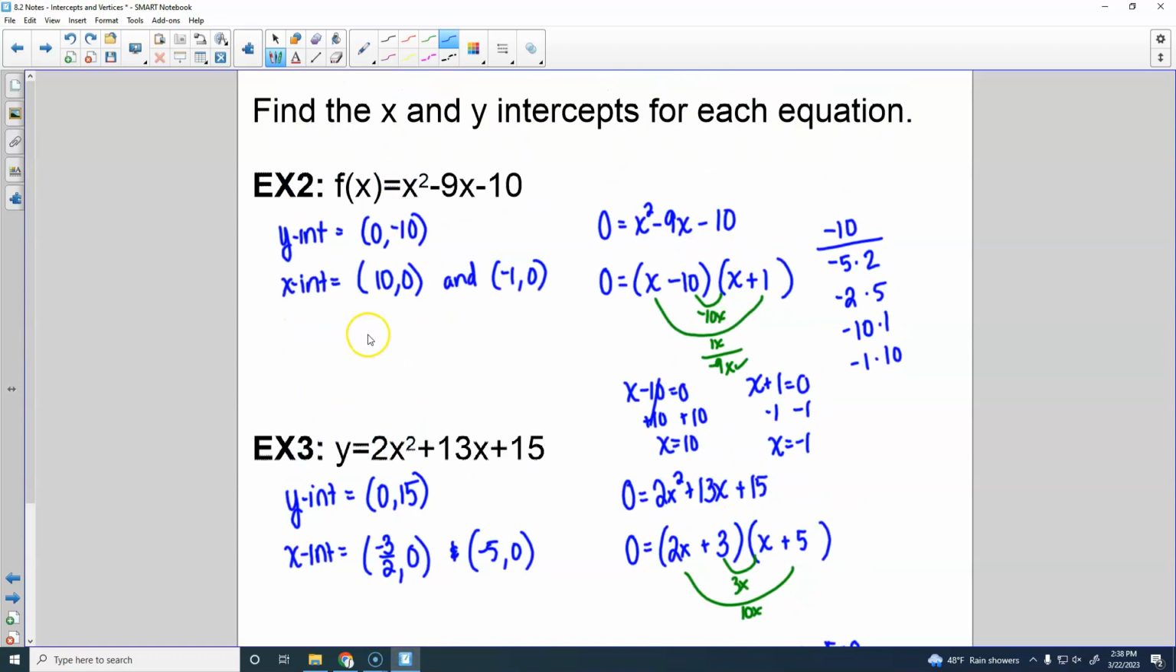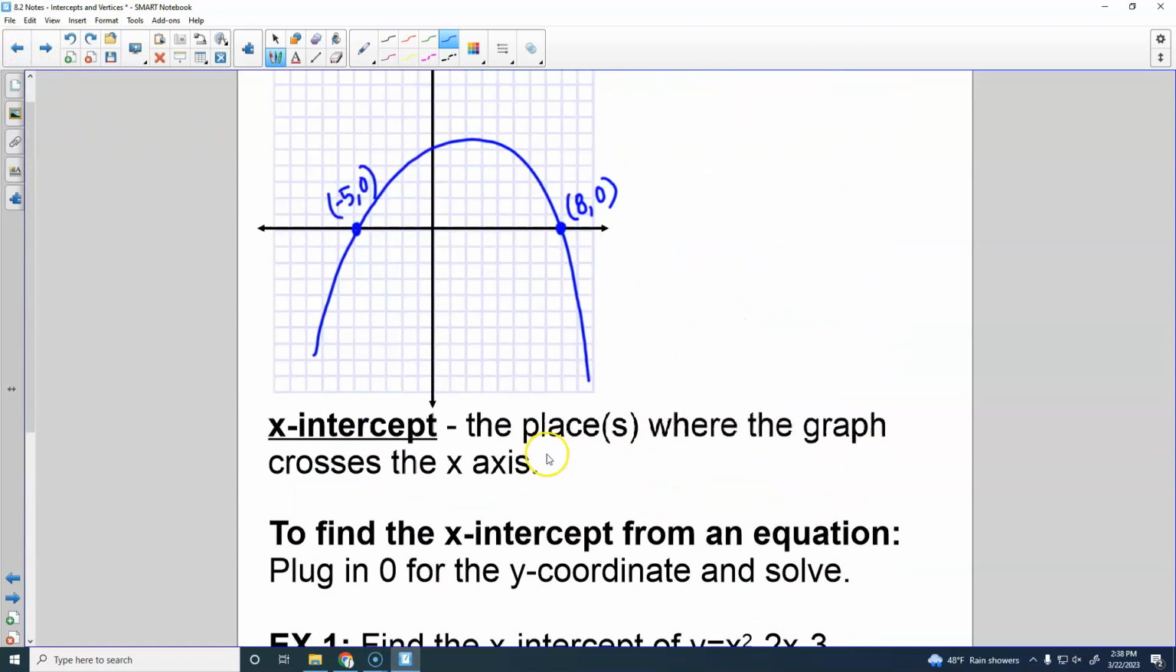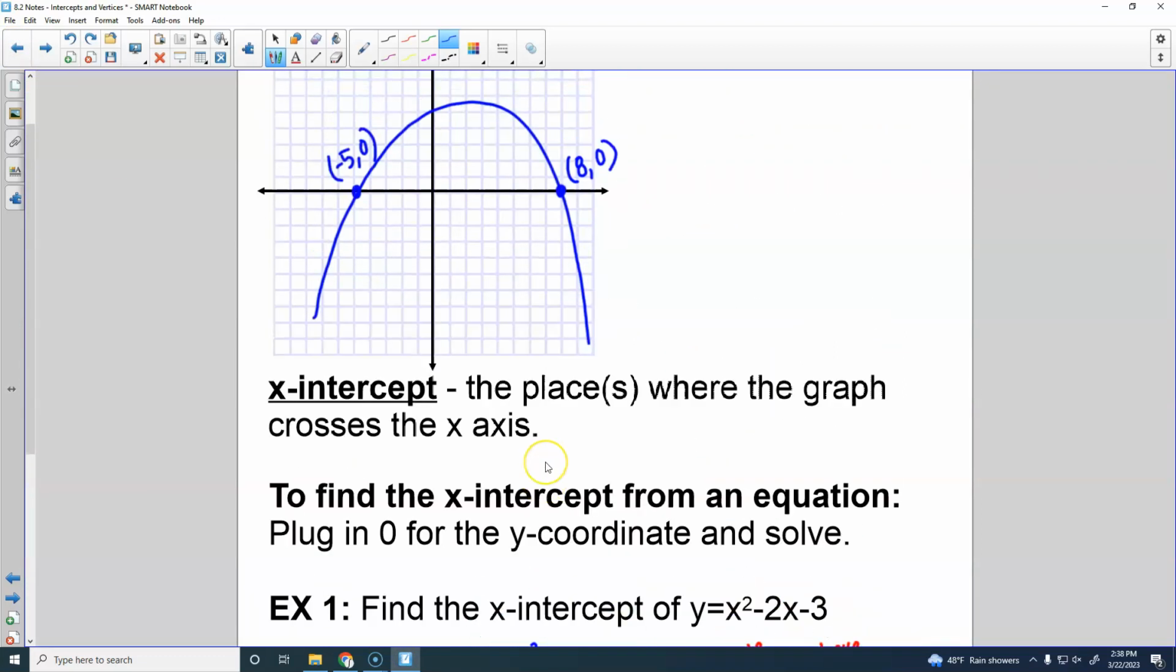Also, one other thing here, we should go back here and put this anywhere. Another word you're going to see used for x-intercept. Let's add these to our notes right here. X-intercepts are also sometimes called zeros, because it's where your y-coordinate is 0. So this word right here, you also might see used.